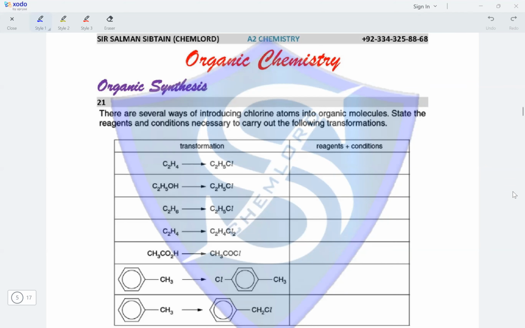Question 21. There are several ways of introducing chlorine atoms into organic molecules. State the reagents and conditions necessary to carry out the following transformations. So we have C2H4 converting into C2H5Cl. So this is electrophilic addition because we have an addition of a hydrogen and a chlorine atom. So this is reaction of ethene with HCl.